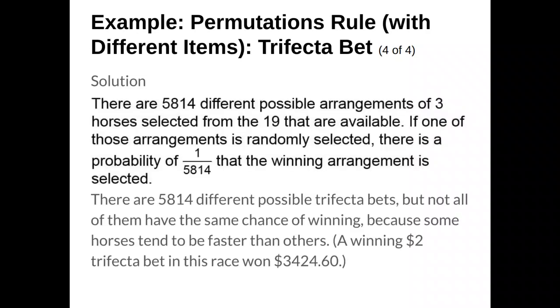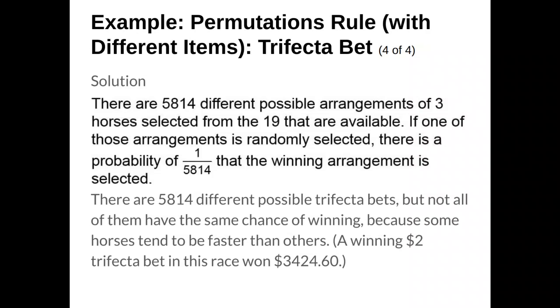So the number of ways we can correctly guess the three that finish is one, because there's only one way for the first three horses to finish, which means the probability of randomly selecting this is 1 in 5,814.